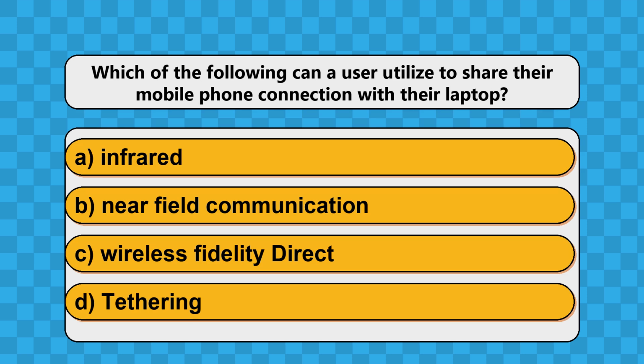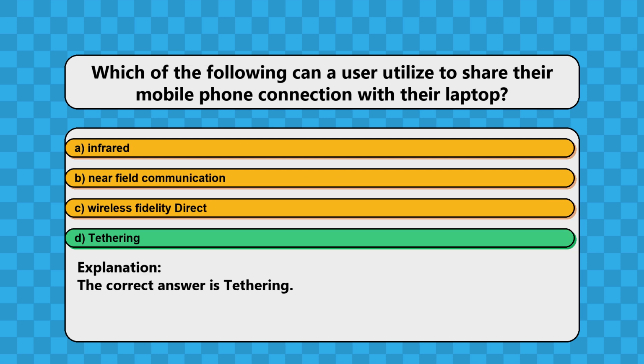Question 10. Which of the following can a user utilize to share their mobile phone connection with their laptop? Option A, infrared. Option B, near-field communication. Option C, wireless fidelity direct. Option D, tethering. The correct answer is option D, tethering.